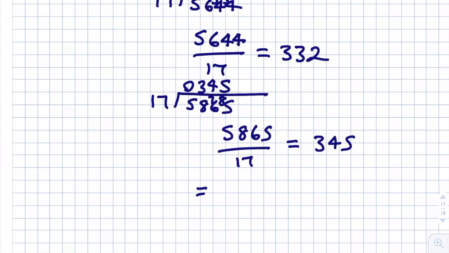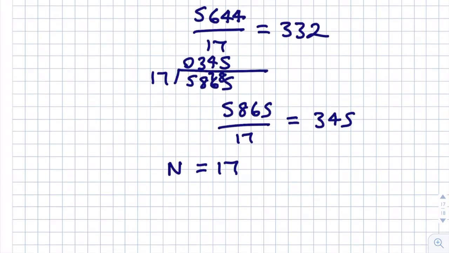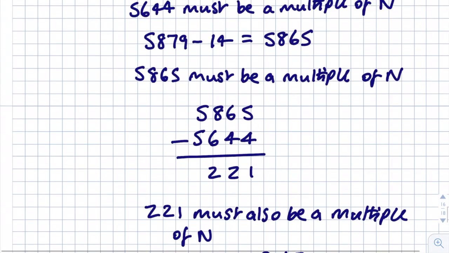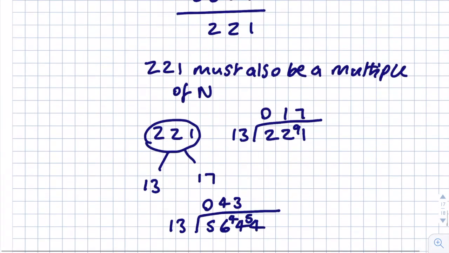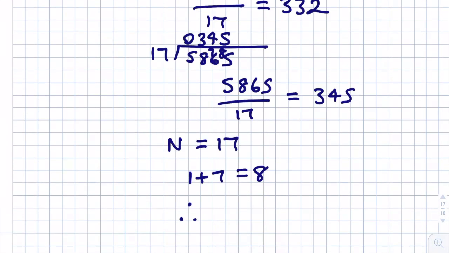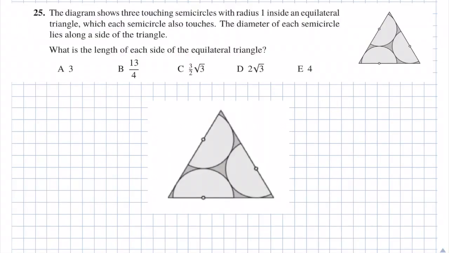So n must be equal to 17, but now I've got to add up those digits, and that's going to be my final answer. The digits are 1 and 7, so we can say 1 plus 7 is equal to 8. And we've got an answer for 8, which is answer C. So therefore, our final answer equals C.